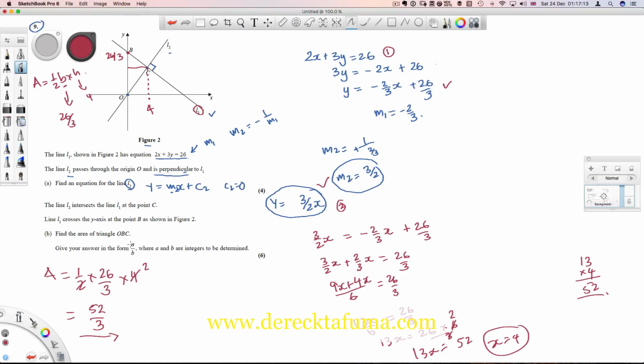Find the area of triangle OBC. So it's just without units actually. Give your answer in the form A over B, where A equals 52 and B equals 3. So that's the answer to that.